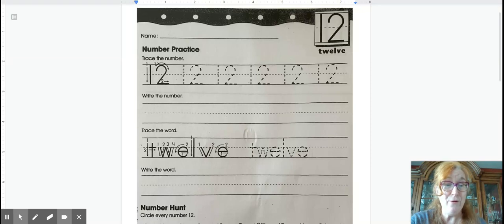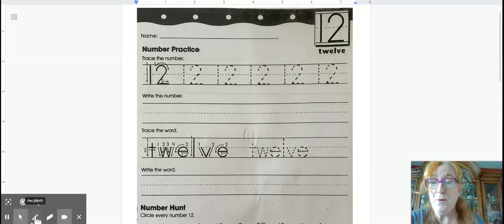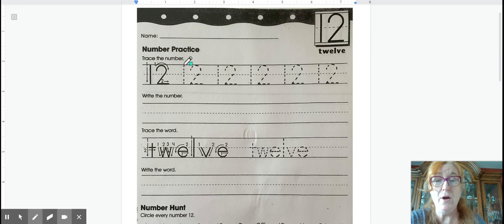Number practice review 12. Today you will practice reviewing the number 12. 12 is a two-digit number. It has a 1 and a 2. A 2 is a curve around and a slide across. 12 is 1 whole 10 plus 2.